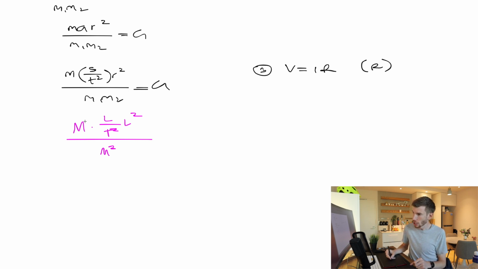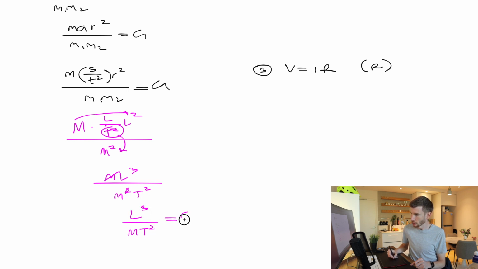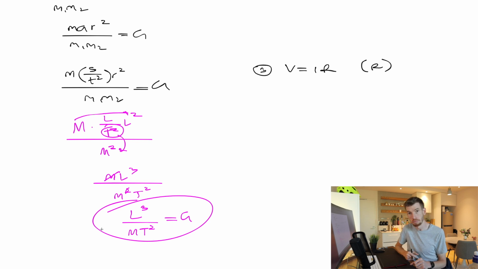So from there, we can times across the top here, and then this, because we're dividing it by a whole number, it'll times to the bottom. So we get ML cubed over, and then M squared T squared. And then finally, we can cancel out one of the M's, and we can get L cubed over MT squared. And that would be the dimensions of G, plain and simple.